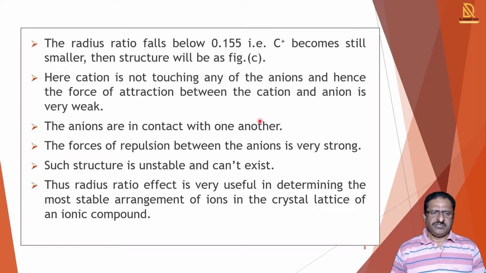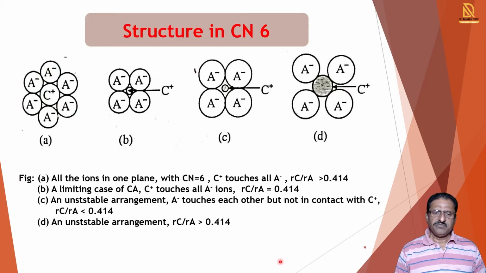So in this case, when the radius ratio falls below 0.155, then C plus becomes still smaller, and then structure 3 will be formed. And so this is not possible, or it is an unstable structure. Here in this C structure, the cation is not touching any other ions, and we have already discussed that point.